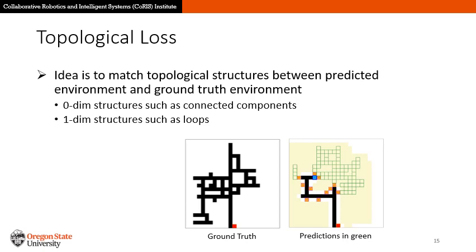However, there is a mismatch between the number of one-dimensional structures, such as loops, in the ground truth and predicted environment. Hence, there will be a loss associated with one-dimensional structures.